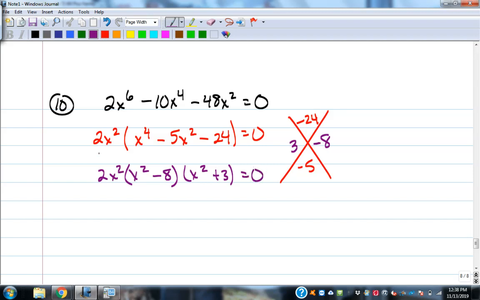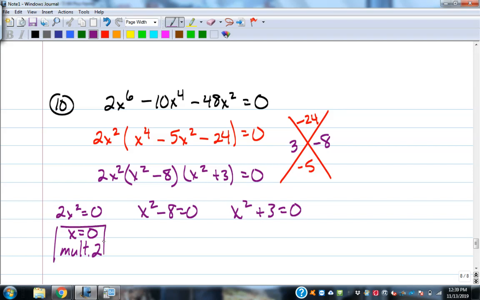Set all of those equal to 0, because the x squared minus 8 won't factor, and x squared plus 3 won't factor. So 2x squared equals 0, x squared minus 8 equals 0, x squared plus 3 equals 0. So on the first one, we know the 2 is going to cancel out. We take the square root. We know we get x equals 0, and it's a multiplicity of 2 because it was x squared. You know that from there.